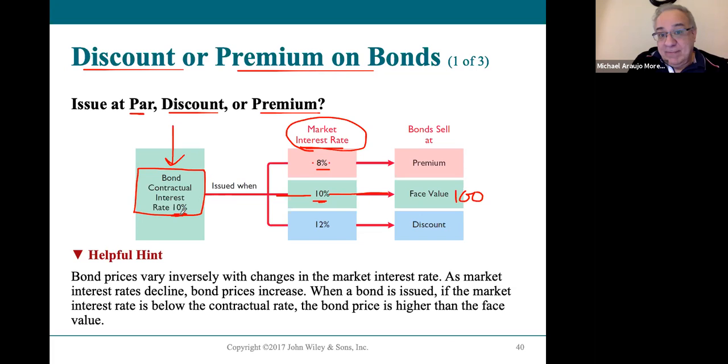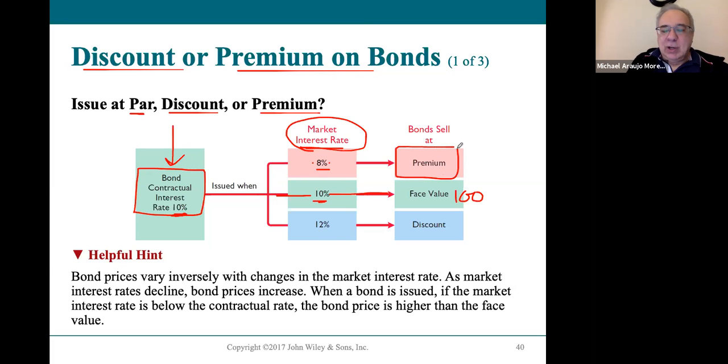Everybody is. And like I said, if everyone's thinking that way, they're going to start bidding up the price. That's how markets work, right? I want it. No, I want it. I'll give you more for it, right? Because people want it, which means that $1,000 bond is going to sell at more than $1,000. That's what a premium is.